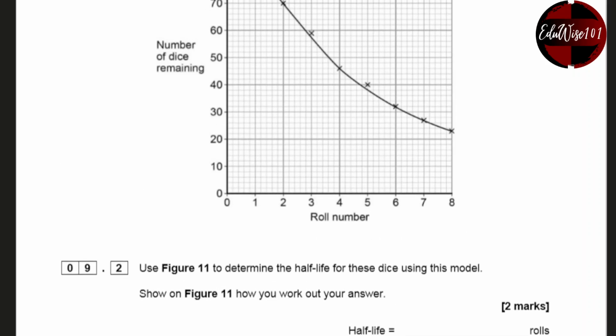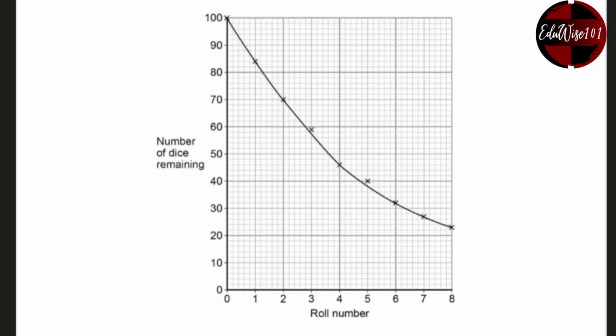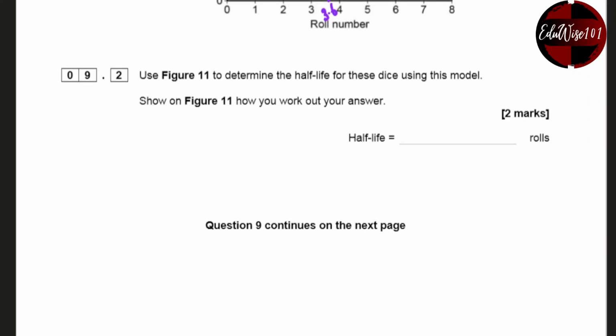How do you work out the half-life? The number of die remaining is 100, so half that number is going to be 50. So if I draw a line straight from 50, and then drop that down, that's 3.6. So that would be 3.6 rolls.